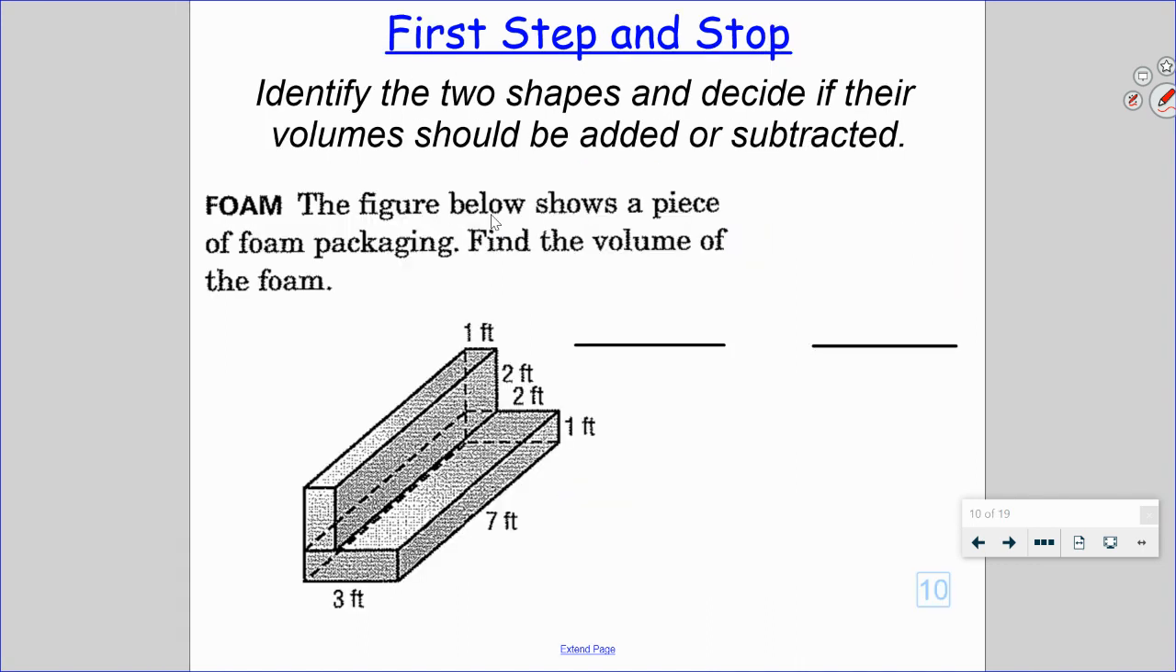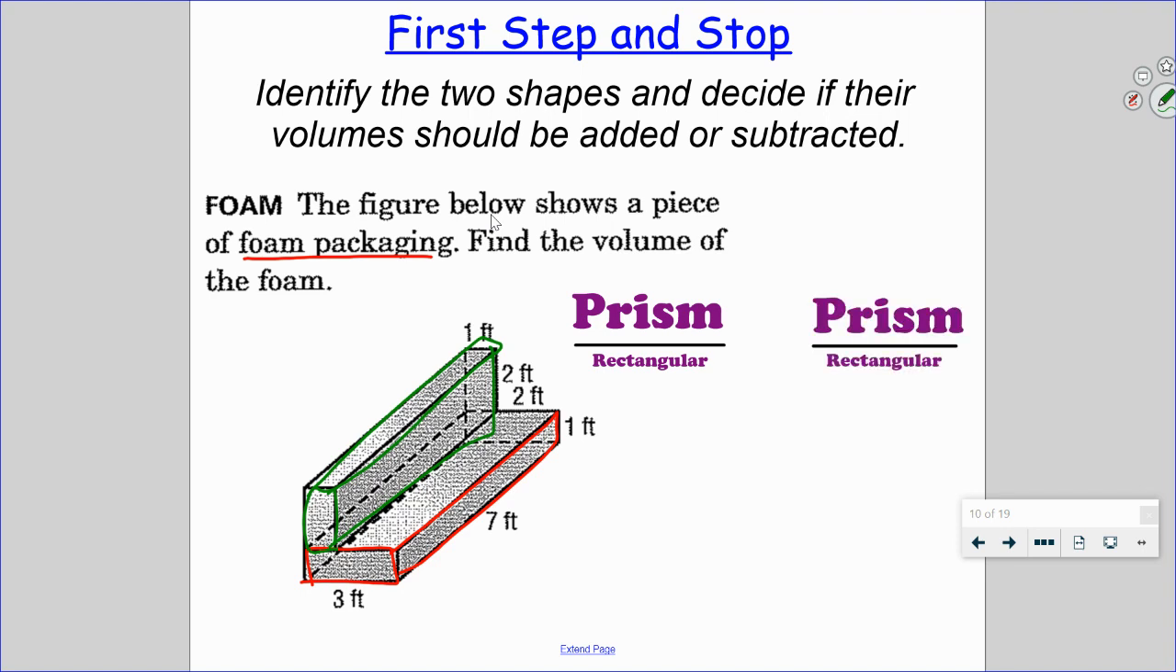Speaking of areas, those are 2 dimensions. Let's get the 3 dimensions. We got foam packaging right here. We want to find all the volume of the foam. So if I take a look at this bottom part, that looks like a prism, and it's in particular a rectangular prism. Now I take a look at the top part, which really appears to be another rectangular prism. Now, if the entire thing is foam, we are naturally going to add them together.